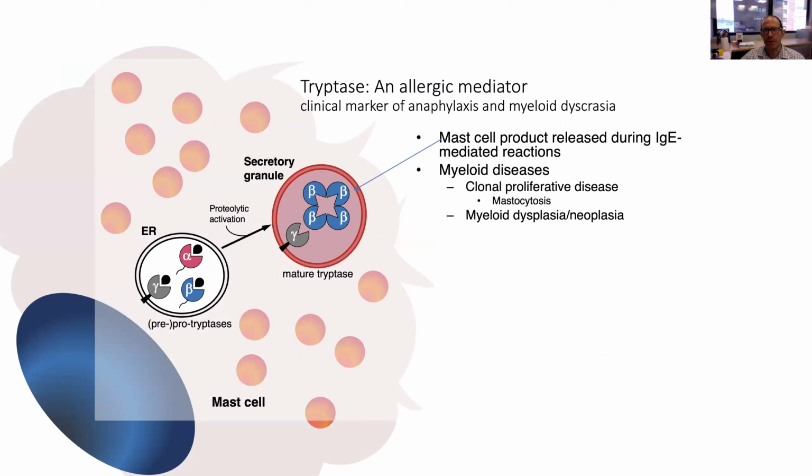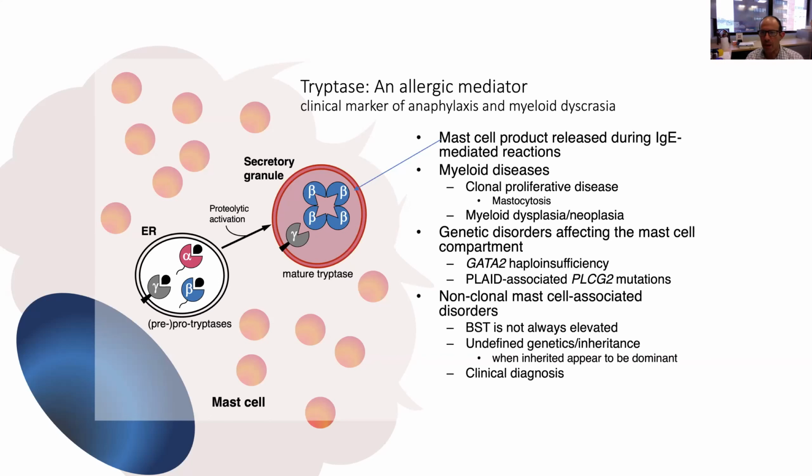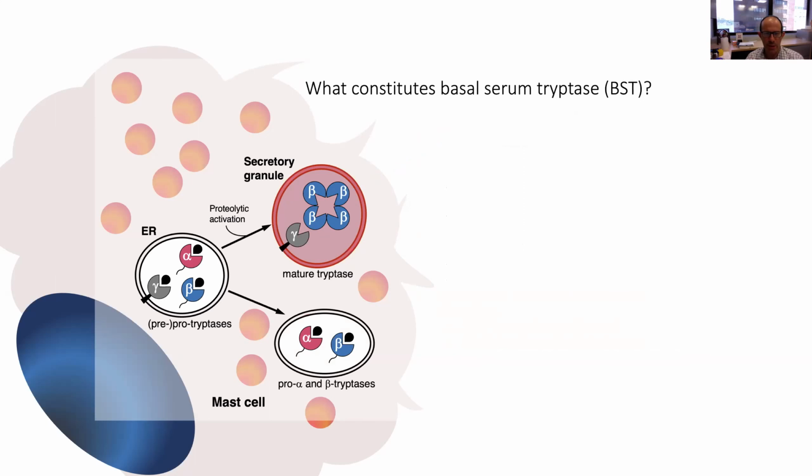They can be released in certain myeloid diseases, like mastocytosis, or in certain genetic disorders where the mast cell compartment is affected, like a disorder we described, PLAID, where PLC gamma 2 mutations cause mast cells to degranulate in the cold and in the skin. And those patients will often have an elevation in mature tryptase because their mast cells are just degranulating in the cold all the time.